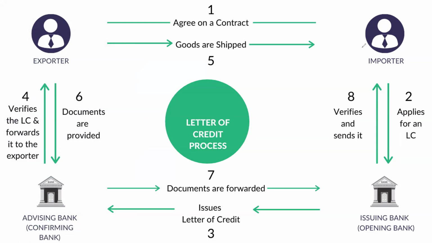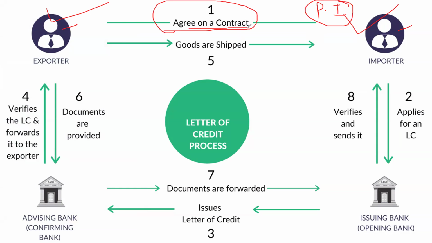Just now I told you, friends, who will open the letter of credit? That is the importer. The importer will open the letter of credit for the exporter. First is to agree on the contract. First of all, they should have one contract, and that contract is agreed by both exporter and importer. Once this contract is agreed, they will generate the proforma invoice, and based on that proforma invoice or contract agreement, the importer will approach his bank and apply for an LC. So he will apply for the letter of credit.